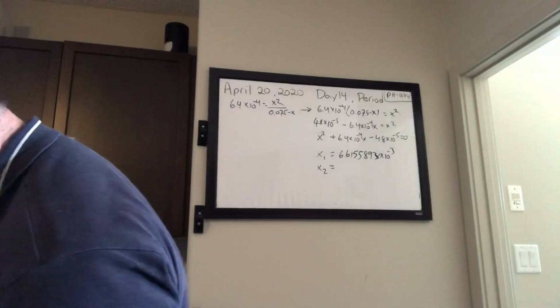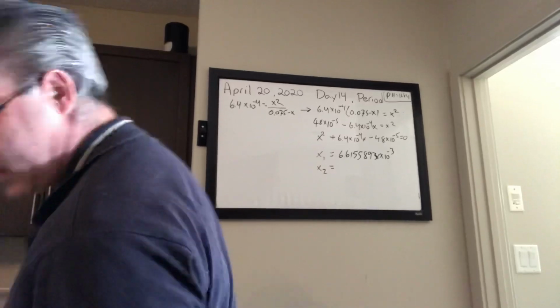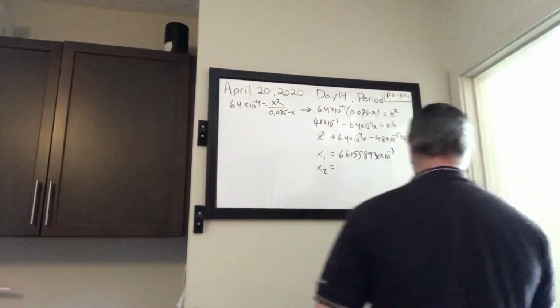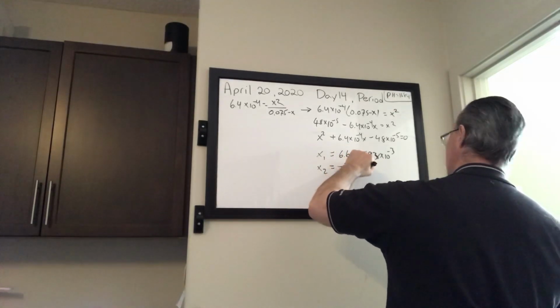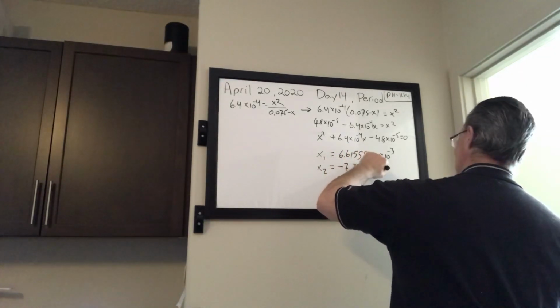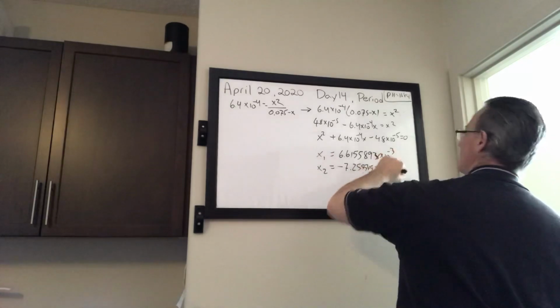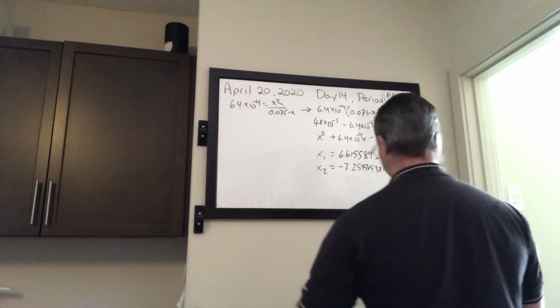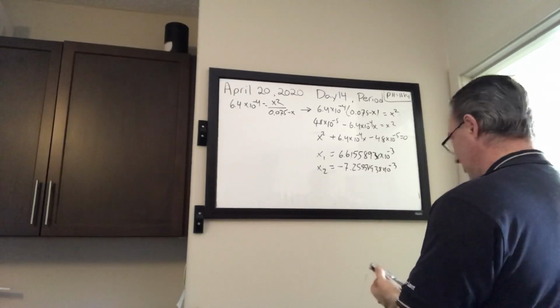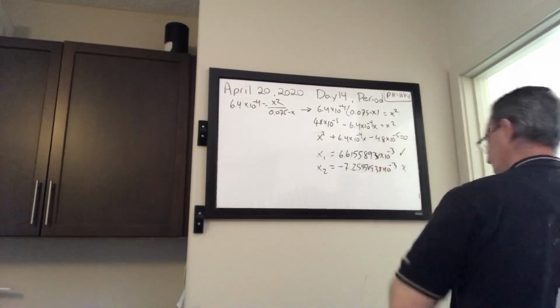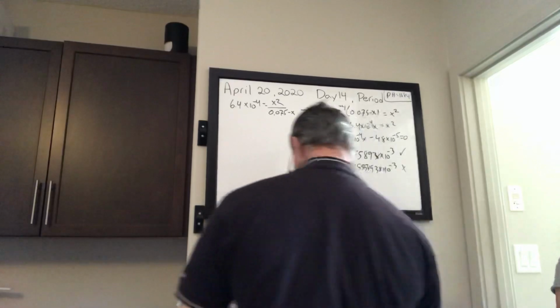Just double checking my numbers here. 0.075, yeah. And this one is at negative 7.255.8938 times 10 to the negative 3. So take the log of that first number. So this is the correct one. This is not possible. You can't have a negative concentration.